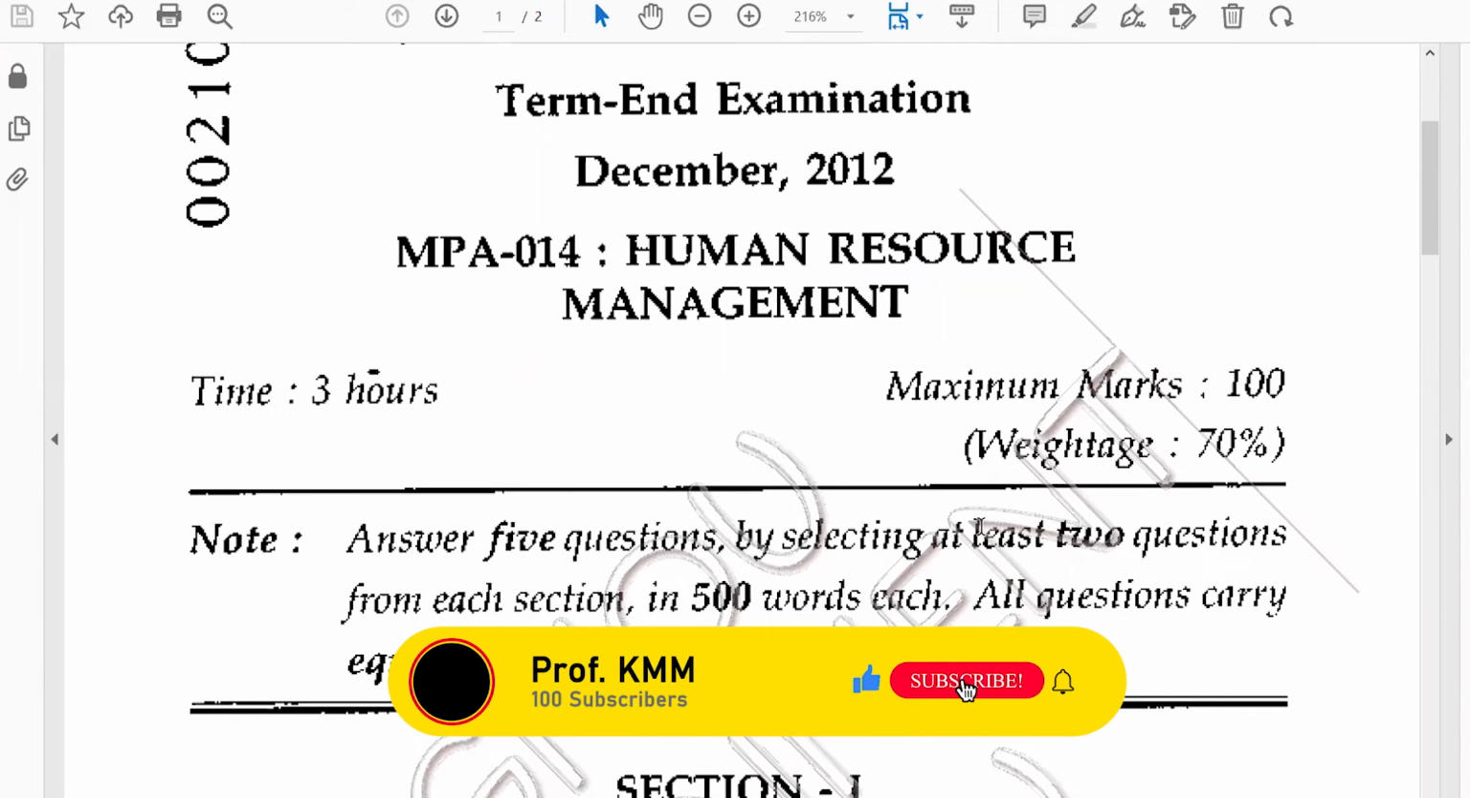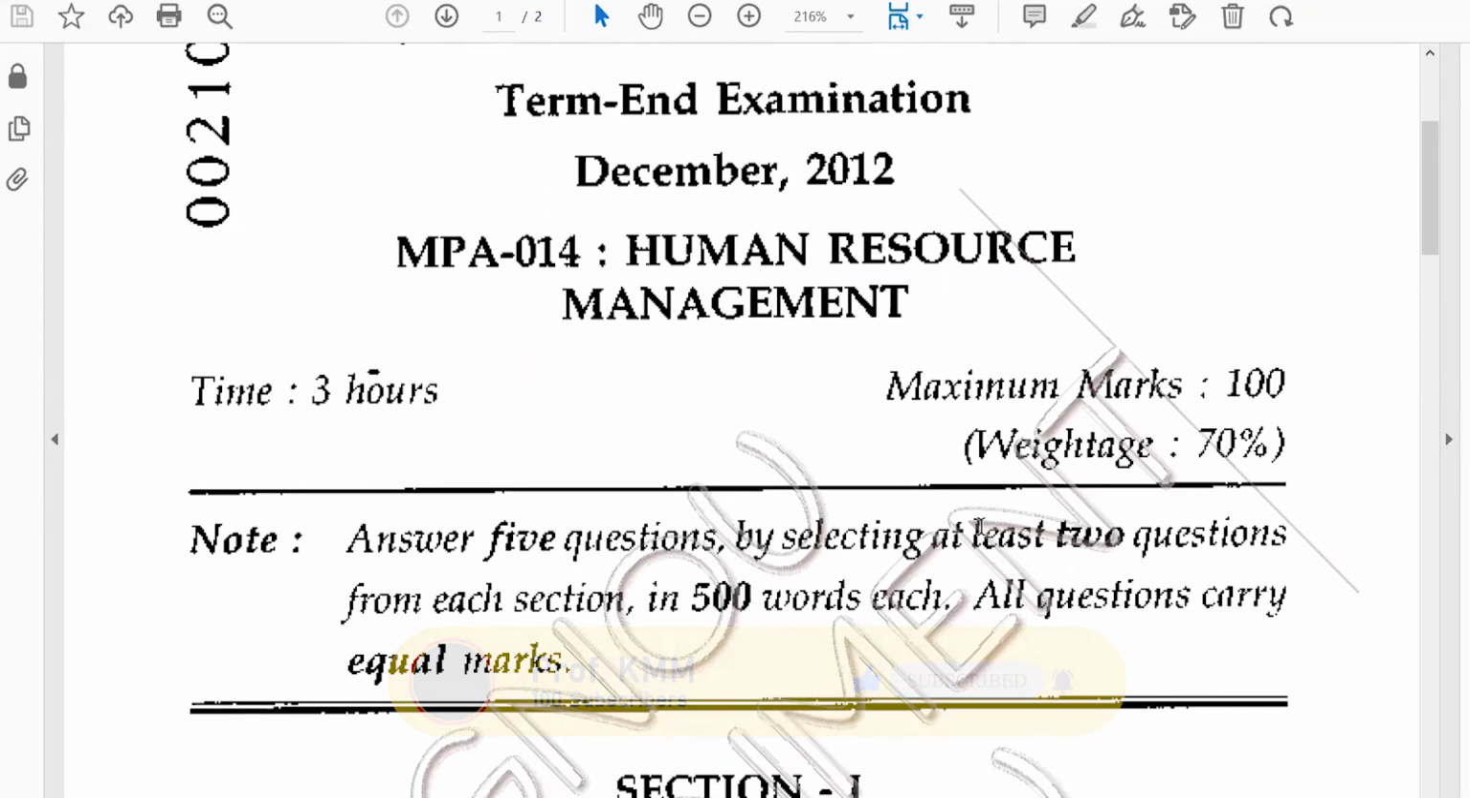Today we are discussing human resource management, one of the subjects that is imparted in the Master Degree in Public Administration by Indira Gandhi National Open University. I have been teaching for the last 30 years in various colleges as far as the Master Degree in Public Administration is concerned.